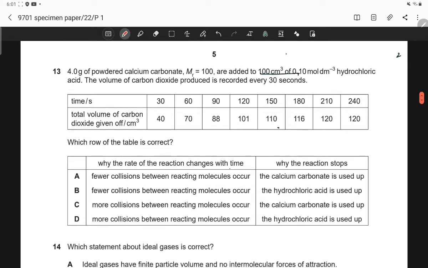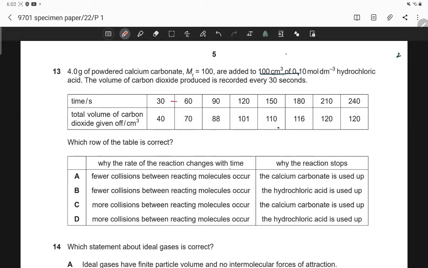Now come to the 13th question. The 13th question is: 4 gram of powdered calcium carbonate, Mr is 100, is added to 100 centimeter cube of 0.1 mole per dm cube hydrochloric acid.